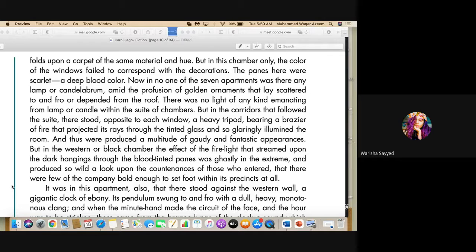But in the western or black chamber, the effect of the firelight that streamed upon the dark hangings through the blood-tinted panes was ghastly in the extreme, and produced so wild a look upon the countenances of those who entered that there were few of the company bold enough to set foot within its precincts at all. It was in this apartment also that there stood against the western wall a gigantic clock of ebony.